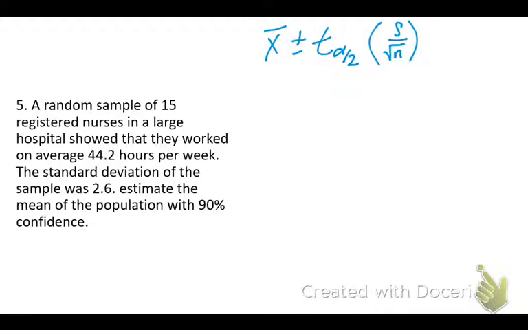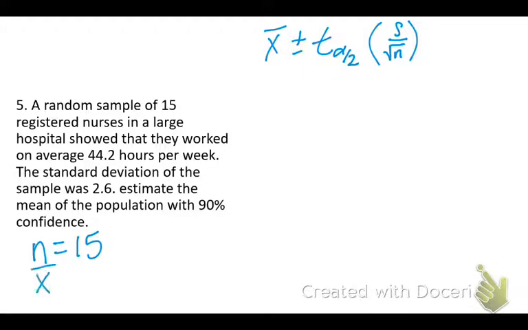Now that we have our formula, we can figure out what items we have. If we read question number 5, this is from your homework, and you don't actually have to do this problem, you have to do a different problem, but this is similar. It says a random sample of 15 registered nurses, so we have a sample, so I'm going to write n equals 15, in a large hospital showed that they worked on an average 44.2 hours per week.